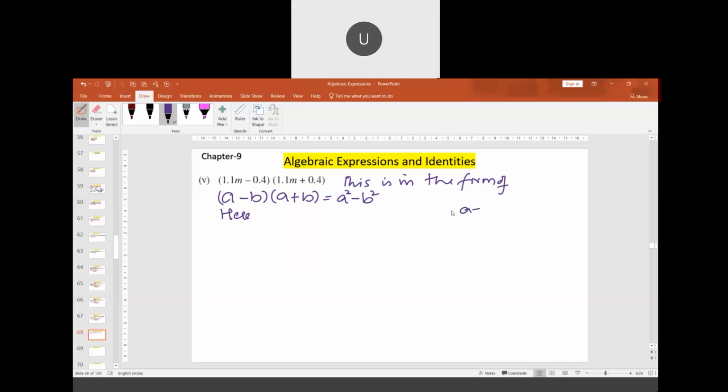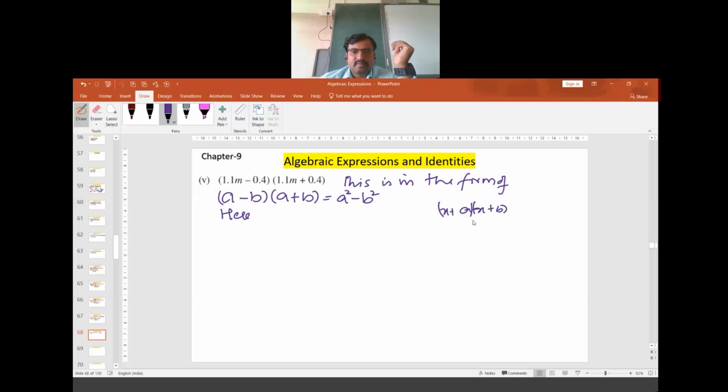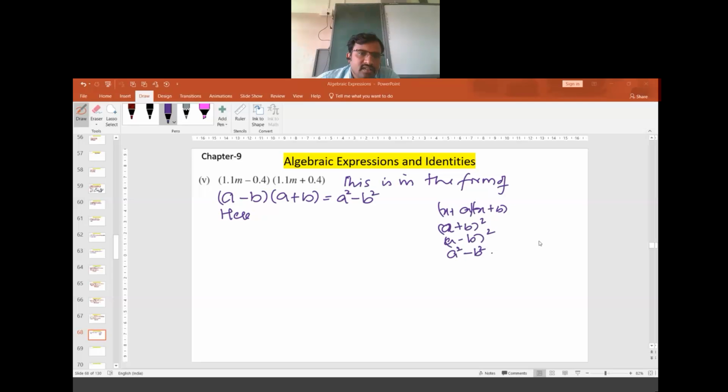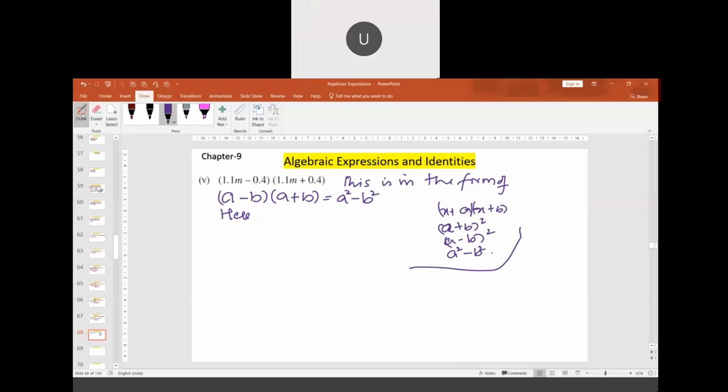First we had learnt (x plus a) into (x plus b), if you remember. Next we have learnt (a plus b) whole square. Then we continued with (a minus b) whole square. Next one was a square minus b square, which is (a plus b) into (a minus b).